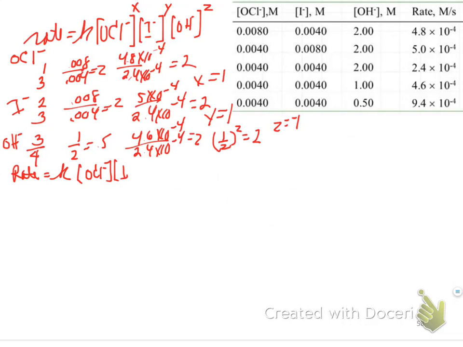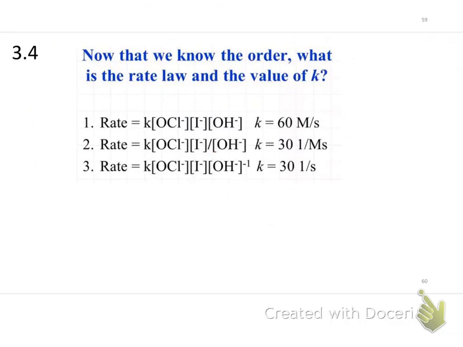So my rate expression is, if I put in all the X, Y, and Z, K times the concentration of OCl times the concentration of I times the concentration of OH minus to the -1. Now it also asks me to find the order and what is the rate law. Go ahead and try this and make a choice.